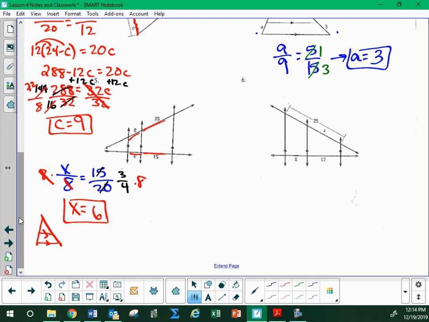Okay, number 6. Once again, we have piece 8, piece 12, piece Z, but they gave us the whole thing is 25. So what would I call this piece here? 25 minus Z. Wonderful, thank you, Gabe. And then you can again set up your proportion and solve from there. So I want you guys to go ahead, set up your proportion and solve. Again, you can have different orders, just as long as you're consistent with your work.